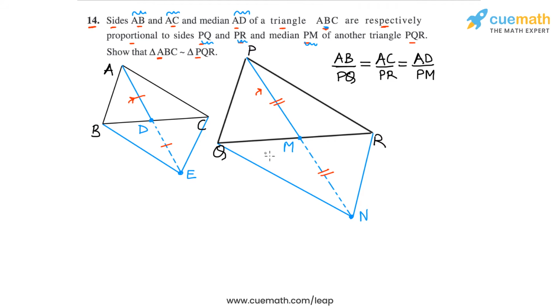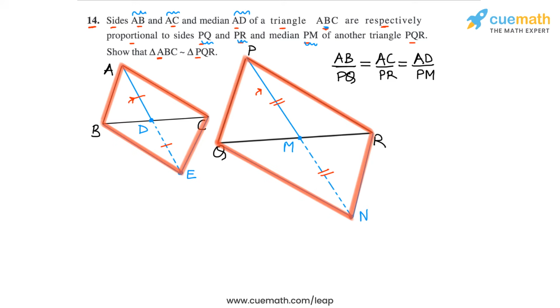Okay. Now if we observe the quadrilateral ABEC carefully, so I'm going to highlight this quadrilateral for you, ABEC, we can immediately see that it's a parallelogram, since its diagonals AE and BC both get bisected at the point of intersection D. So ABEC is a parallelogram, correct? Make sure that you understand this. Similarly, if we observe the quadrilateral PQNR, let me highlight this quadrilateral, this is also a parallelogram because the diagonals get bisected at M.